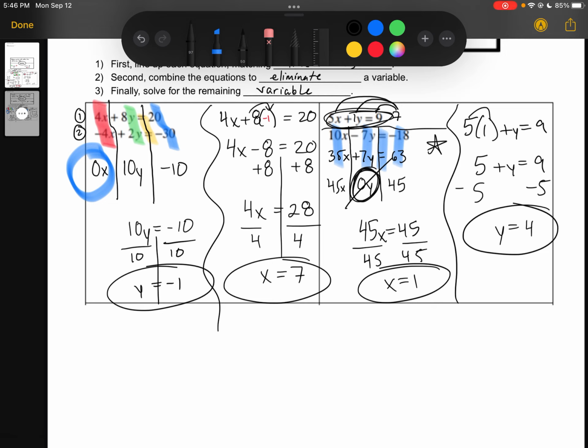So hopefully this review of elimination and substitution is helpful. Again, the reason why we do this is so we can solve for the exact values of where two equations intersect. And remember, they intersect at an ordered pair, an xy ordered pair, which is why every time we do this, we're going to have a value for x and also a value for y.